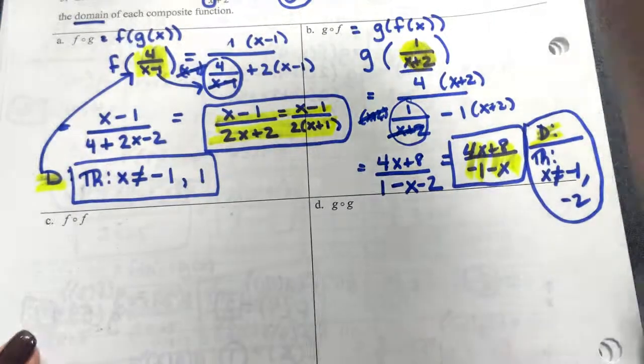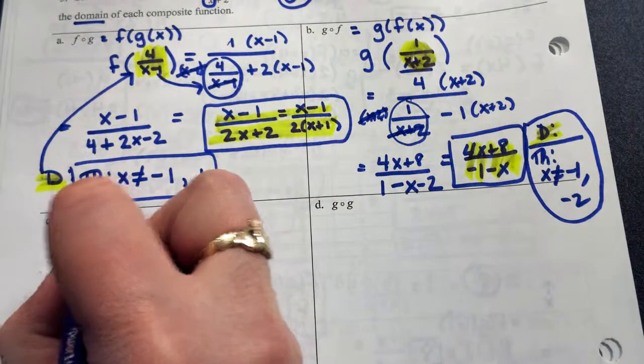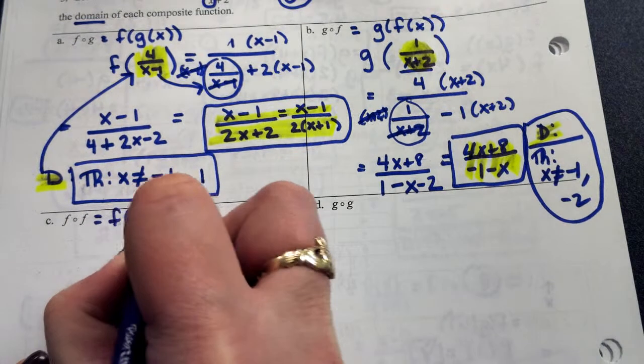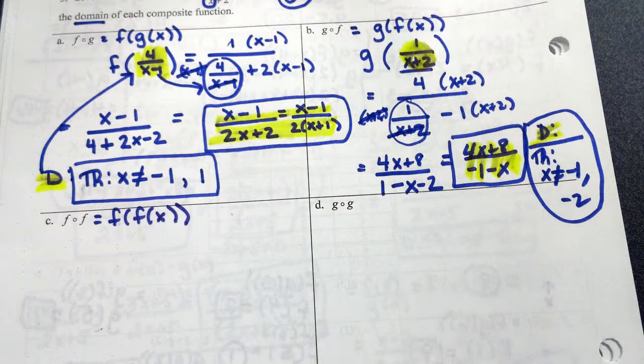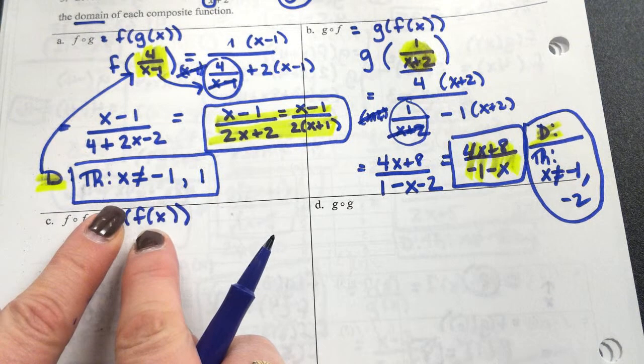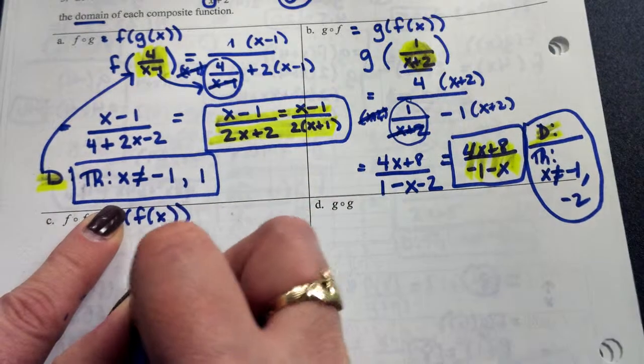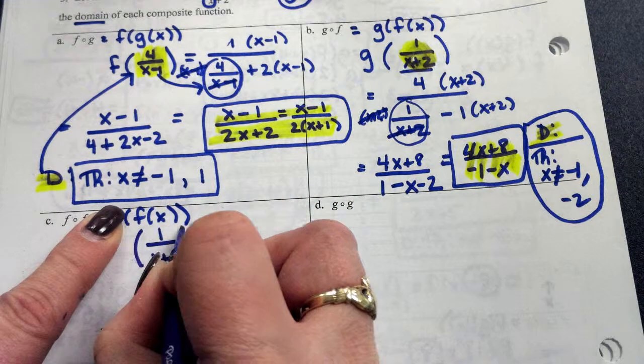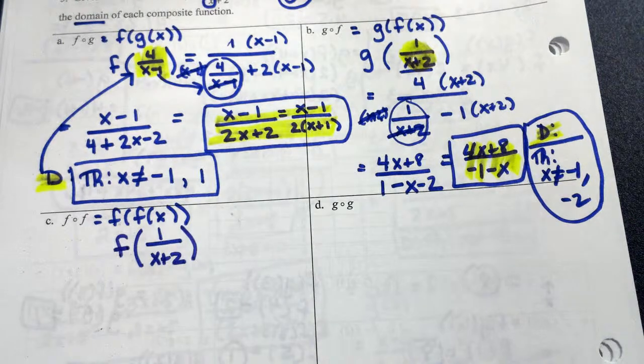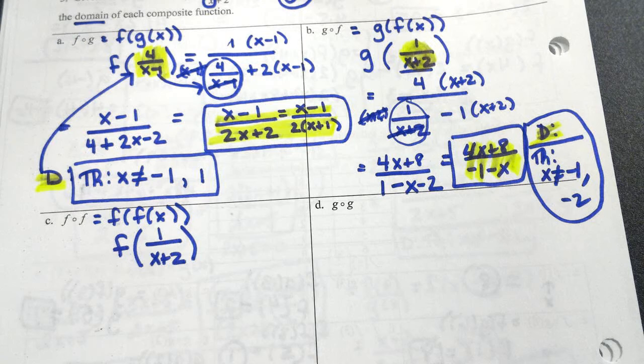Look at C, f of f. Remember, this is you're doing f of x. So you can do a composition of a function with itself. Always work your inside out. So I'm going to take f of x, which is 1 over x plus 2, and I'm going to plug it back into function f. So you guys see if you can finish that for me. See if you can do the substitution and then simplify the complex fraction and tell me what the domain is going to be.